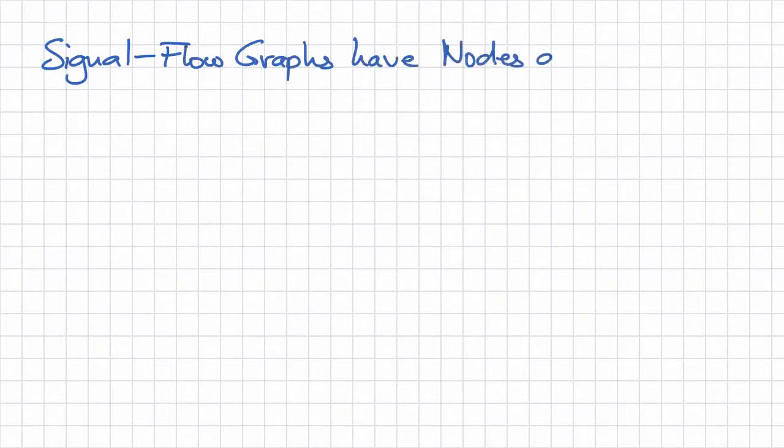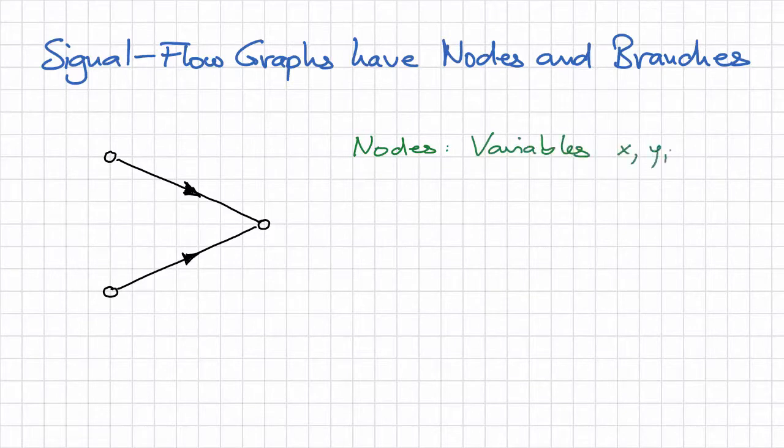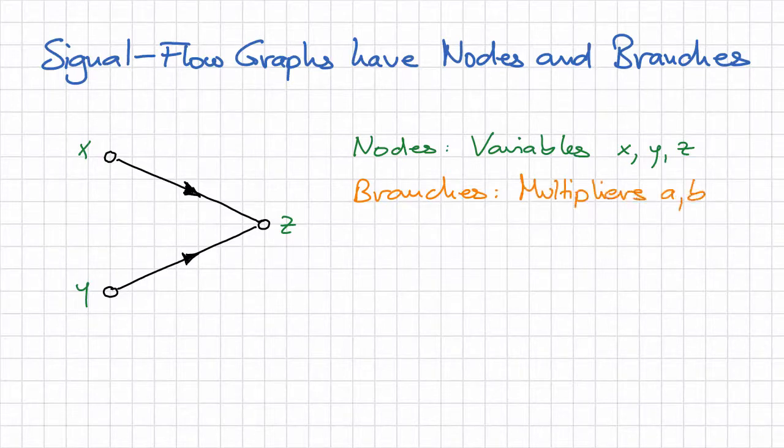Now, what is a signal flow graph? A signal flow graph consists of nodes and branches. Nodes are drawn as small circles, and branches are drawn as lines with arrows on them to indicate a direction. The nodes are used to represent variables, x, y, and z in this example, and the branches are used to denote multipliers, here a and b.